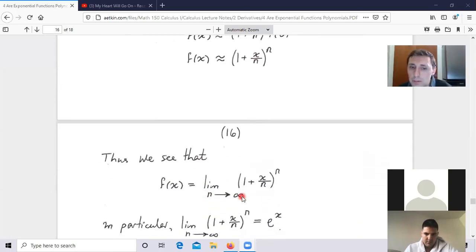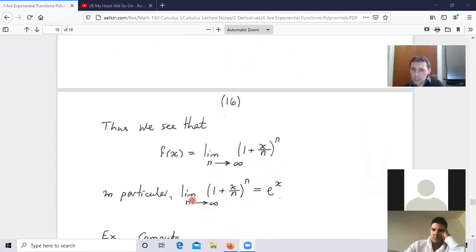Right? So that's why I push the limit as n goes to infinity. If I make many steps, if n is close to infinity, x over n is close to zero. So the step is infinitesimally small, right? And then this formula is more and more true, and it's true in the limit. So I get that the limit as n goes to infinity of this quantity is e to the x.